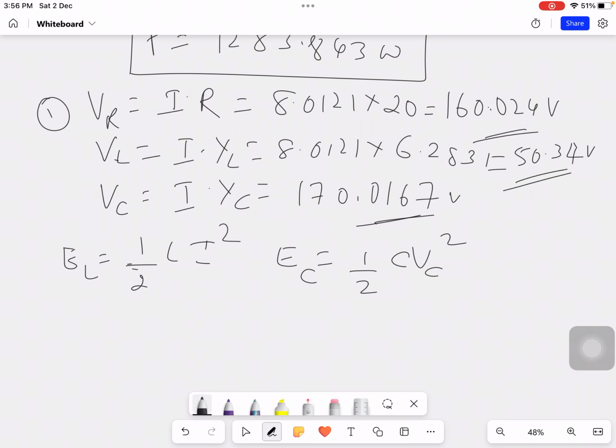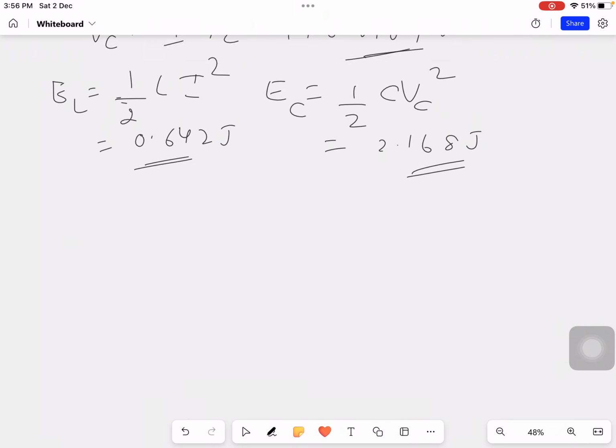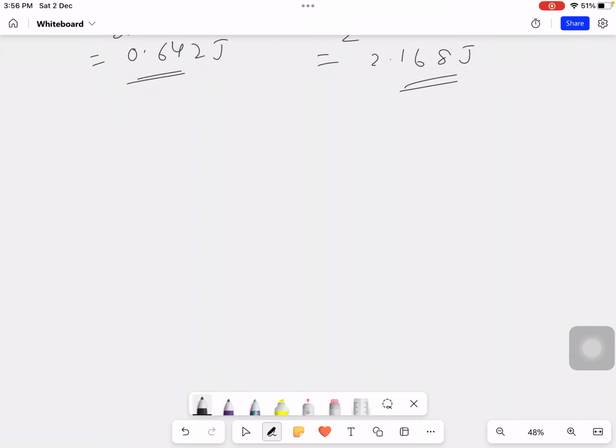So energy stored in the inductor, substitute, you will get around 0.642 joules. In case of capacitor, you will get around 2.168 joules. Next, very important is draw the phasor diagram. As we know here, in the given circuit, because XC is greater than XL, it acts as a leading circuit. It acts as an RC circuit. Current is leading.